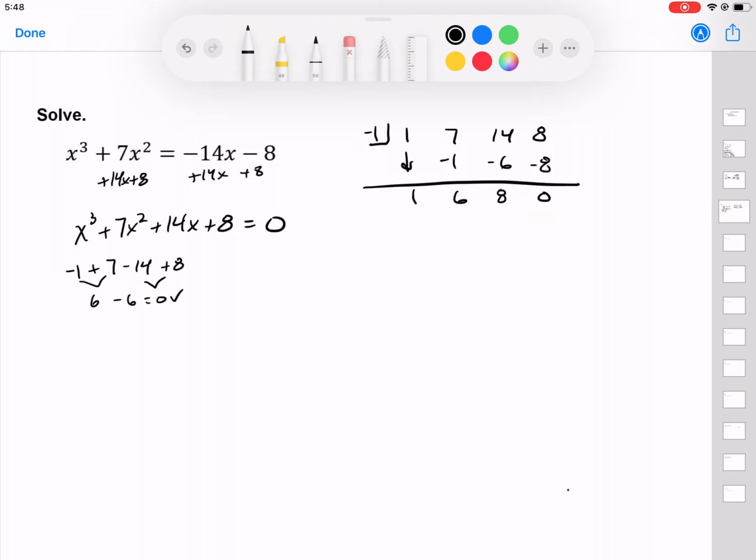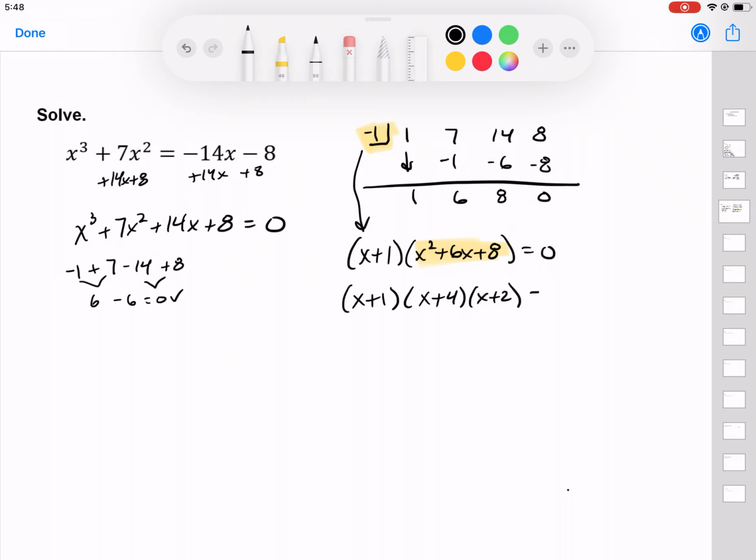And I'll go ahead and write down my factors. Once again, don't forget your factor from the box. So we have x plus 1. And then we have x squared plus 6x plus 8 equals 0. And then also don't forget that if this factors down more, we want to factor it. So we have x plus 1, and then this is going to be x plus 4, x plus 2, because that factors down more.